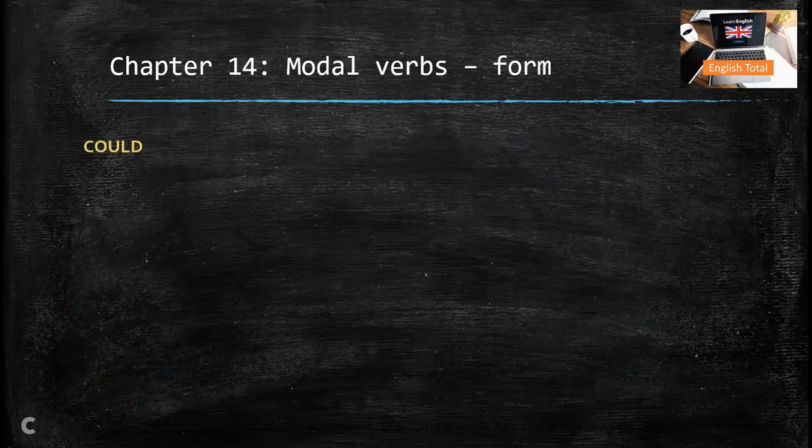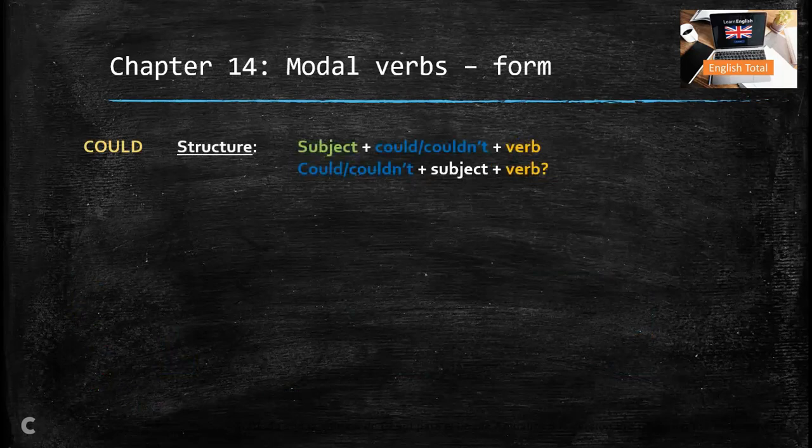Next is the modal verb could. Sentence structure is similar to the one we just saw. The sentence structure is, as you can expect, the subject, followed by could or couldn't, and then the verb in infinitive form. To form a question, start with the verb could, followed by the subject and then the verb, again in infinitive form. Let's see what you can use it for.